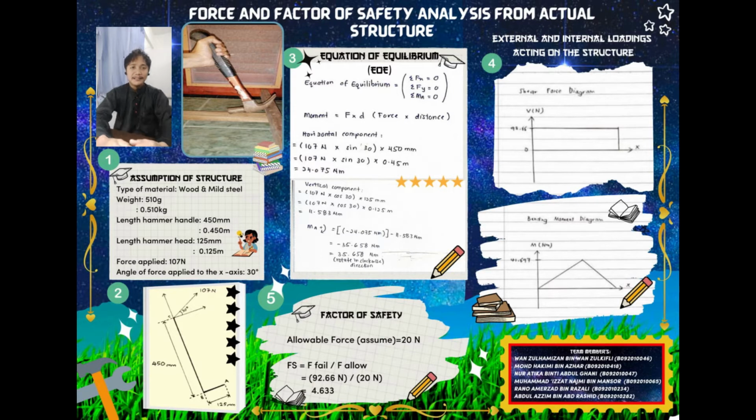Alright, the analysis model for the structure that we use is a hammer. We assume the material of the hammer is wood and mild steel. The weight of the hammer is 0.510 kg. The length of the hammer handle is 0.450 meter. The length of the hammer head is 0.125 meter. The force applied is 107 Newton, and the angle of the force applied to the x-axis is 30 degrees.